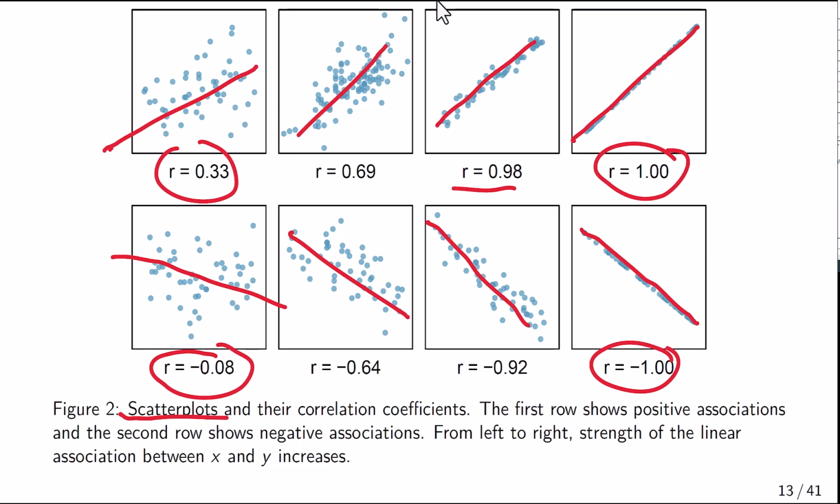Downward sloped means the slopes are negative, which corresponds to R also being negative. Okay, this is about the direction. The second point is about the strength. After you get the line, you just check the line and the dots. If the dots are very close to the line, that means the approximation is really good, and the value is very close to 1 or negative 1. Otherwise, like the first two, right?